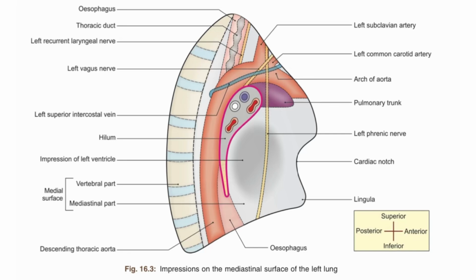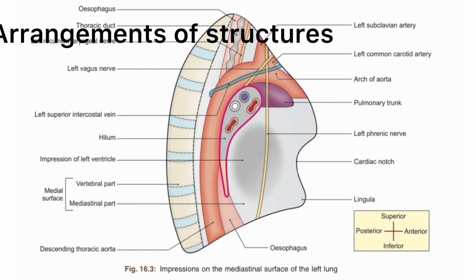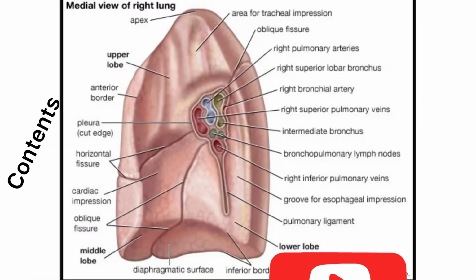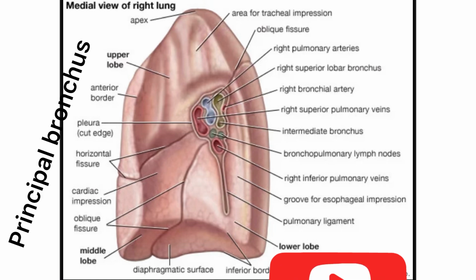Now, under the roots of the lungs, we are going to be talking about the contents of the roots of the lungs, its arrangements of structures, and the relations as well. So talking about the contents of the lungs, this is a medial view of the right lung. So its contents include: one, the principal bronchus.